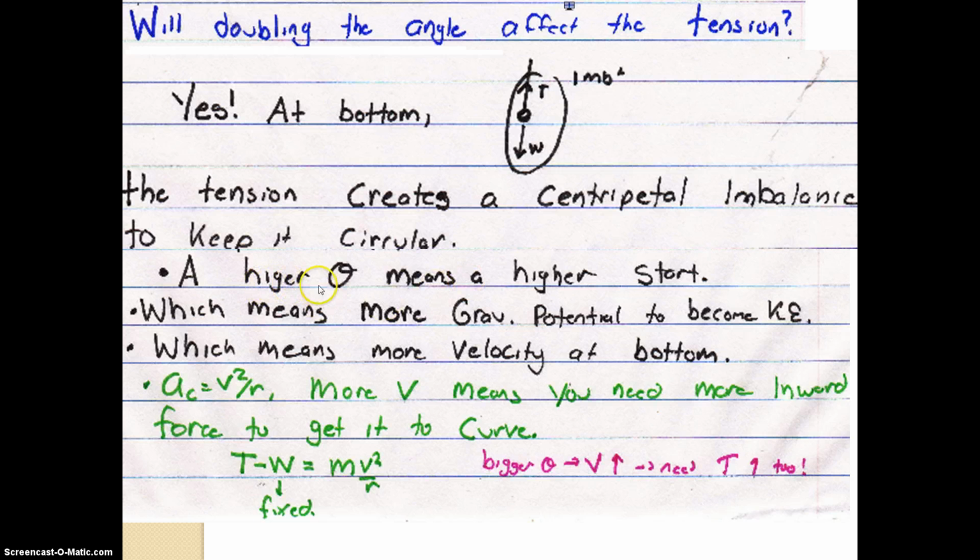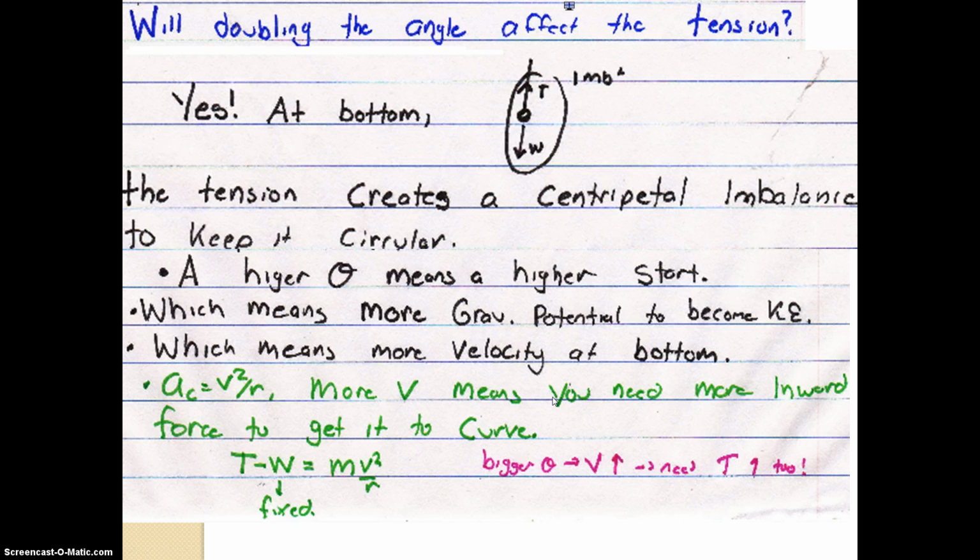A bigger or higher angle means there's a higher start point. It means you're starting it up higher off the ground, which means you have more gravitational potential, which means you'll have more kinetic energy because the gravitational will be turned to kinetic. And if you have more kinetic, that means you'll be going faster at the bottom. And since acceleration is v squared over r, more velocity means you need more inward force to get it to curve. I'm going to say that again because it's so important.